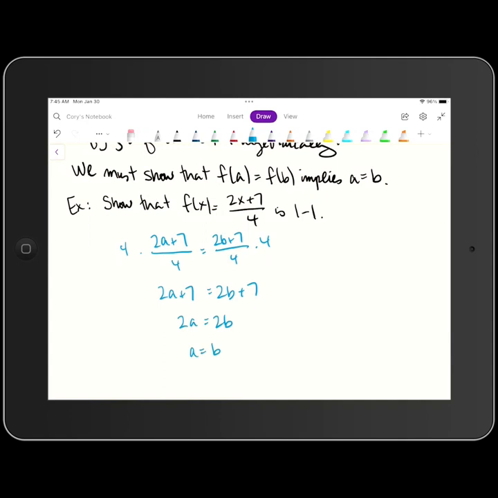So since we were able to start with the equation f of a is equal to f of b, algebraically manipulate it where we wind up with a being equal to b, that means that therefore, so that triangular set of dots mathematically means therefore, we can say that f of x is one-to-one.